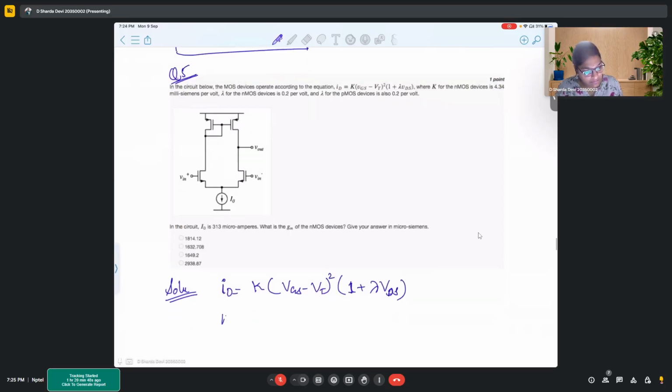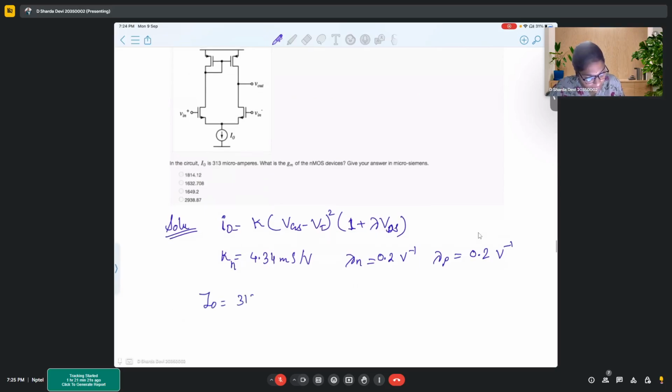So here, Kn is 4.34 millisiemens per volt. Kp is not given since it's also not required. Anyways, lambda n is 0.2 volt inverse. Lambda p is 0.2. So both are the same. I naught is 313 microamps.